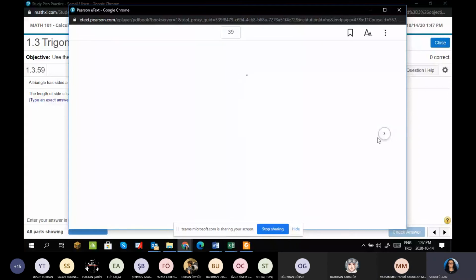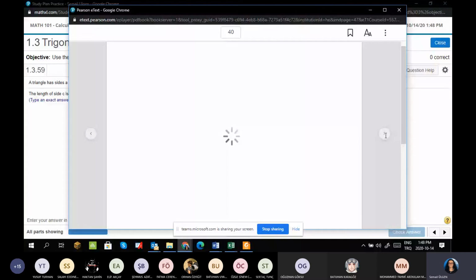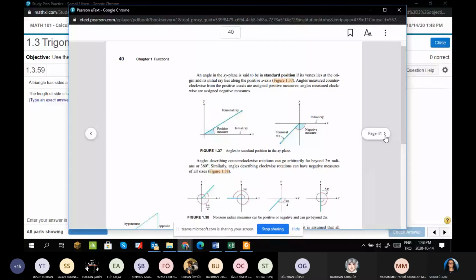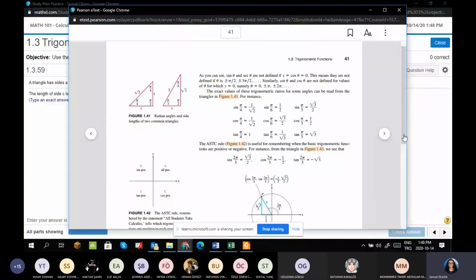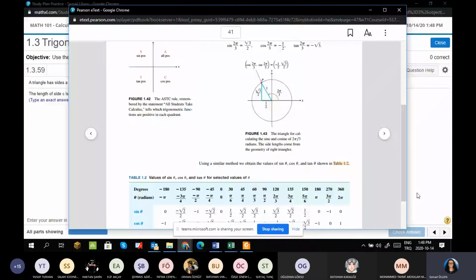Page 39. Okay. Trigonometric functions. So see, it just gives you where you need the help. Okay. 1.3 is the one that we are working on. It's just taking you there. Okay. It's a good thing. Let's look at the law of cosines. Let's find it. Okay. There's the law of cosines and sines. Okay. This is our book that we worked on.